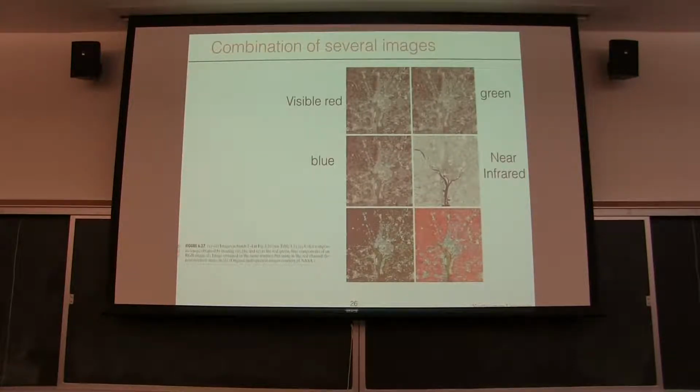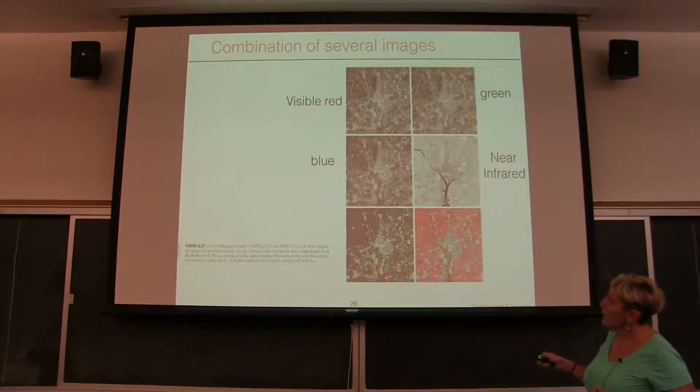Here's another example where I have 3 satellite images from the DC area. This is the Potomac River. This is the visible red, this is the visible green, and this is the visible blue. And when you combine the 3 together, you get this image over here, which is not particularly informative. What you see is some greenery, and you see the river here.